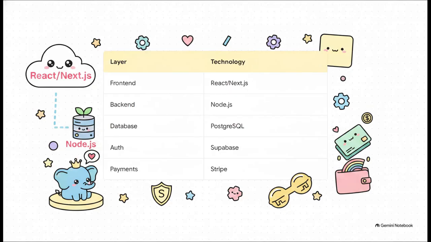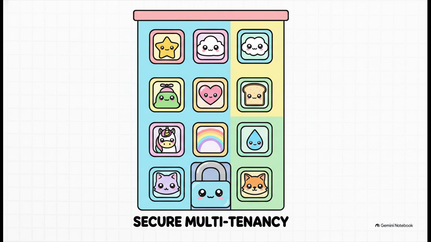To construct those layers, developers use specific raw materials. You might use something like React for a really snappy storefront interface, Node.js for your back-end internal wiring, and PostgreSQL as your robust, reliable vault to store all that data. From there, you just bolt on specialized tools, like Supabase for logging people in and Stripe for processing those credit card payments. Now this brings us to the absolute core of SaaS development, a concept called secure multi-tenancy. It's exactly like an apartment building.